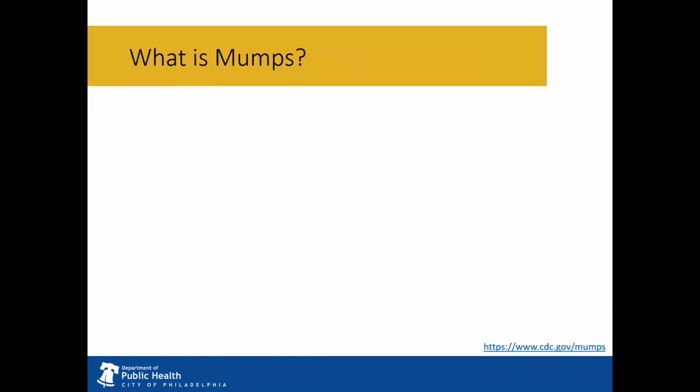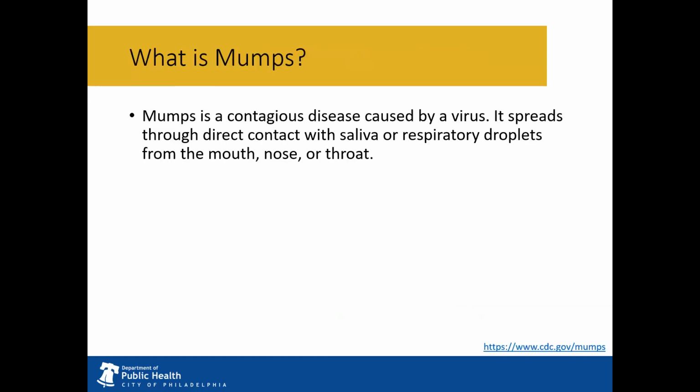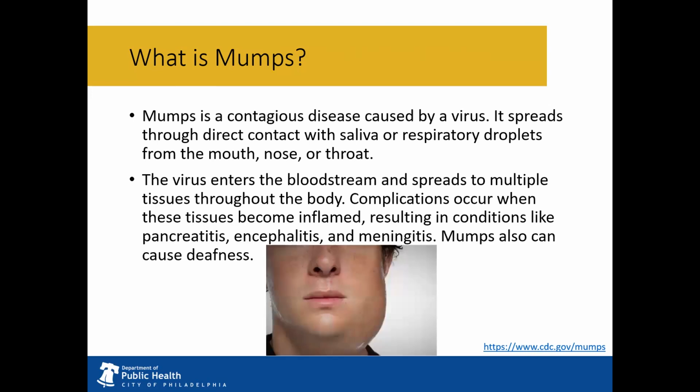What is mumps? Mumps is a contagious disease caused by a virus. It spreads through direct contact with saliva or respiratory droplets from the mouth, nose, or throat. Has anyone seen mumps? The virus enters the bloodstream and spreads to multiple tissues throughout the body, such as the parotid gland seen here. And complications occur when these tissues become inflamed, resulting in conditions like pancreatitis, encephalitis, and meningitis. It can also cause deafness.